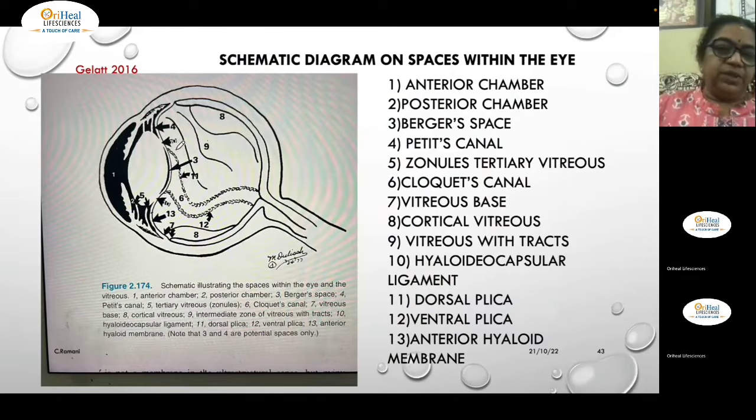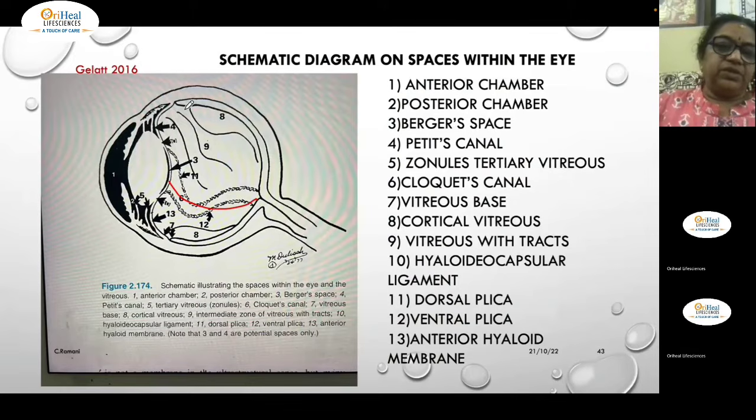Then you have the Petit's canal here. The Berger space continues towards the zonule. There also you will find a small canal. And this is the actual vascular supply during the embryonal life. That is called the hyaloid artery, runs through the Cloquet's canal.